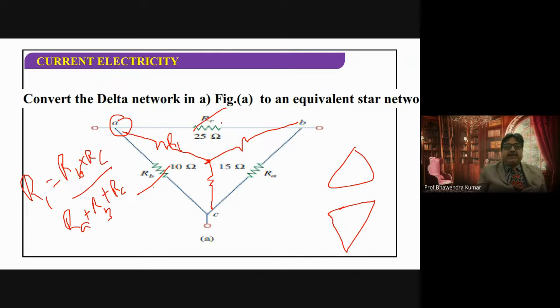Similarly, if I call this resistor R2, then I have to multiply RA with RC, RA into RC divided by RA plus RB plus RC. And similarly, if I call this resistor R3, then it will be RA into RB divided by RA plus RB plus RC. Do you understand how to apply it?